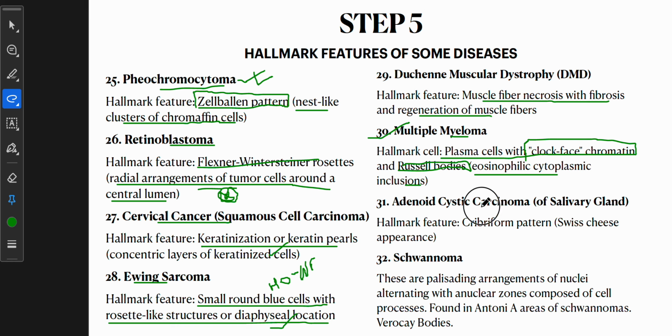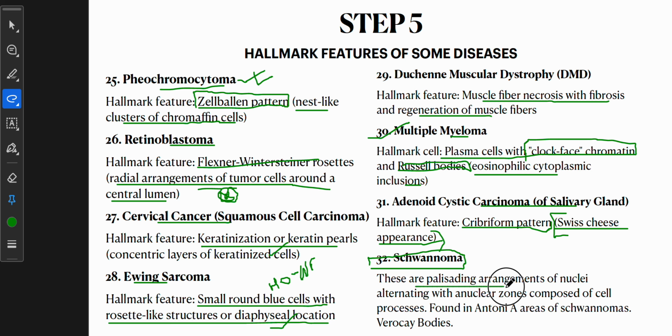And in adenoid cystic carcinoma of the salivary gland, there is a cribriform pattern, which is a Swiss cheese appearance. Swiss cheese appearance is there in adenoid cystic carcinoma of the salivary gland. The last one we have is schwannoma here. There are a lot of other diseases like this, but I have put 32 of them to help you.